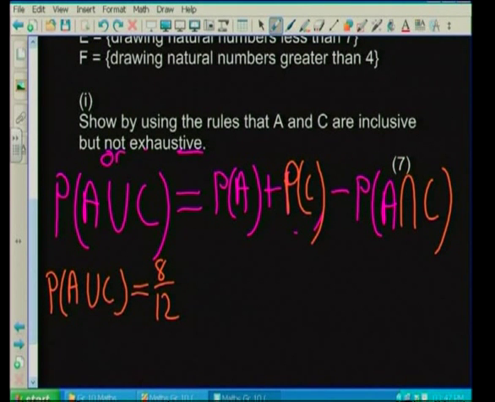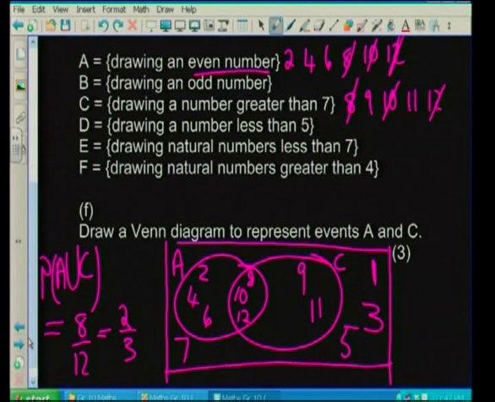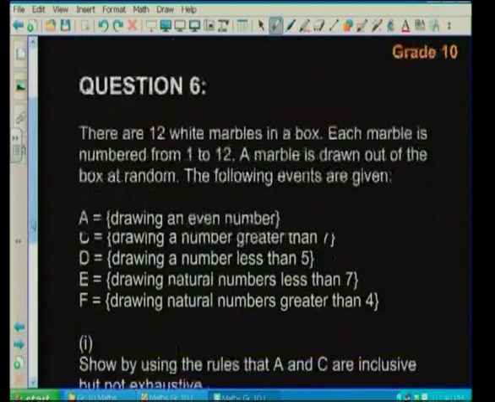8 out of 12. Now let's have a look at the probability of A plus the probability of C. The probability of A on its own is 6 out of 12. The probability of C on its own is 5 out of 12. And now I need to subtract from that the probability of A intersection C. So let's go back to our Venn diagram and look at those elements of intersection. Do you guys see that I've got 1, 2, 3 out of 12 in the intersection? So back again to my current question.